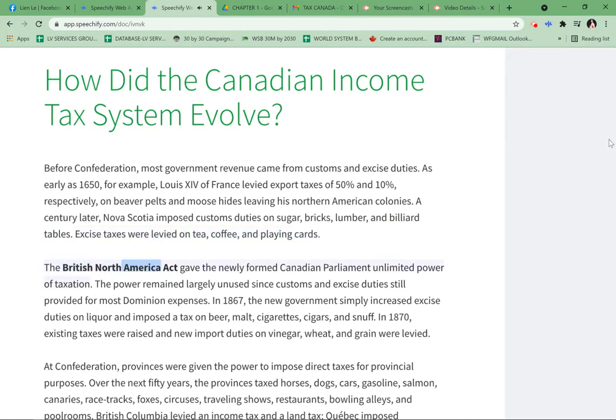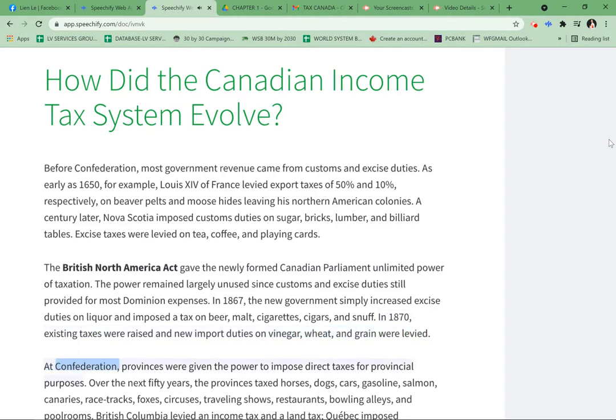The British North America Act gave the newly formed Canadian Parliament unlimited power of taxation. The power remained largely unused since customs and excise duties still provided for most Dominion expenses. In 1867, the new government simply increased excise duties on liquor and imposed a tax on beer, malt, cigarettes, cigars, and snuff. In 1870, existing taxes were raised and new import duties on vinegar, wheat, and grain were levied.